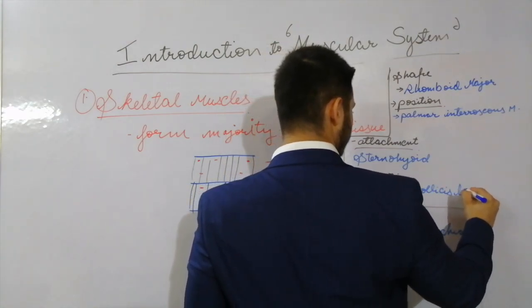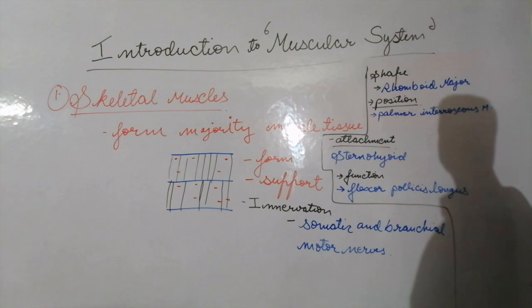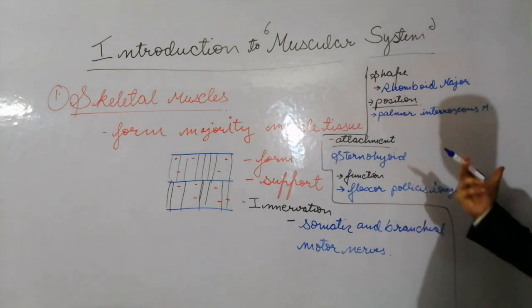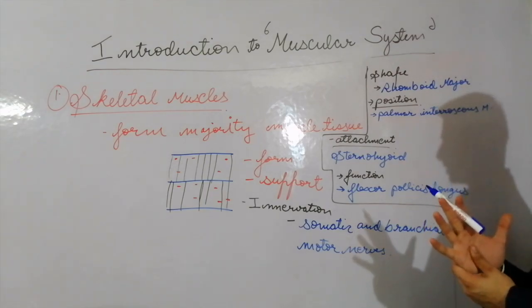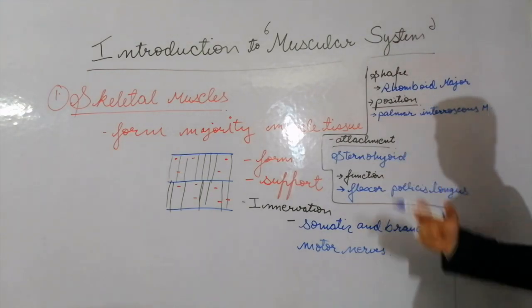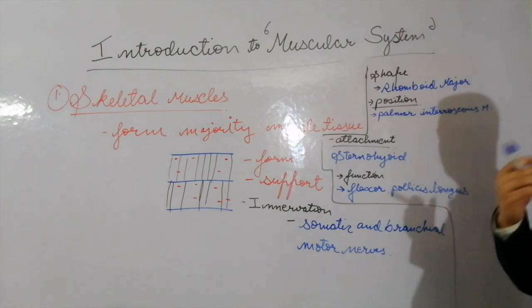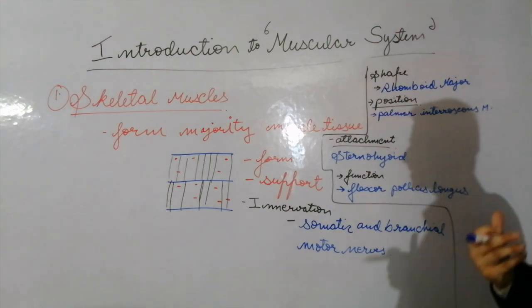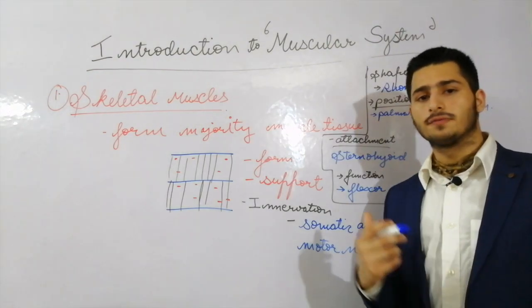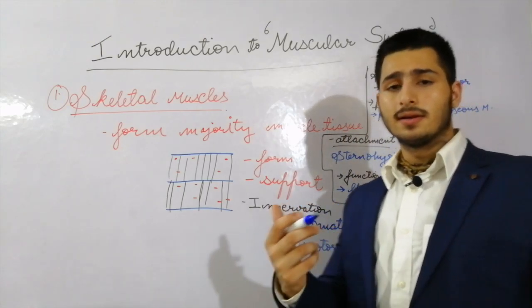longus. The rhomboid major is a muscle of the back. Palmar interosseous muscle is a muscle of the palmar region in the palms, and sternohyoid is a muscle in the neck. The flexor pollicis longus is a muscle of the forearm. The detailed description of these muscles will be described in the later videos.